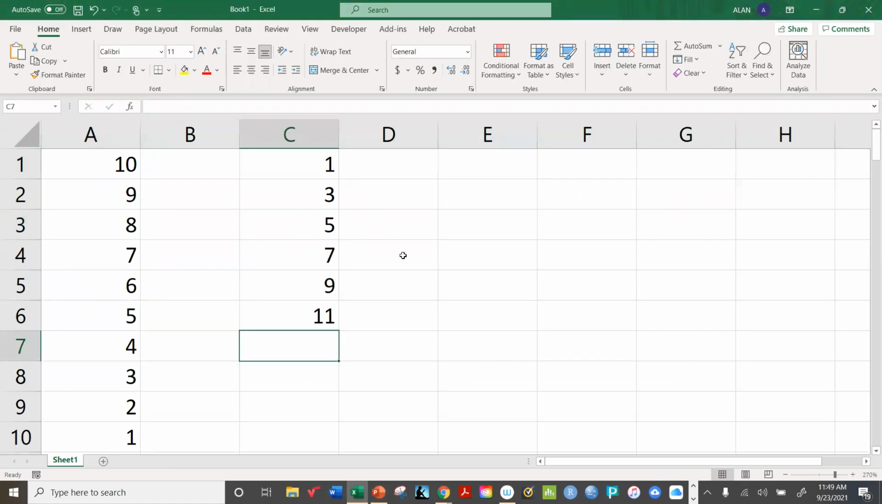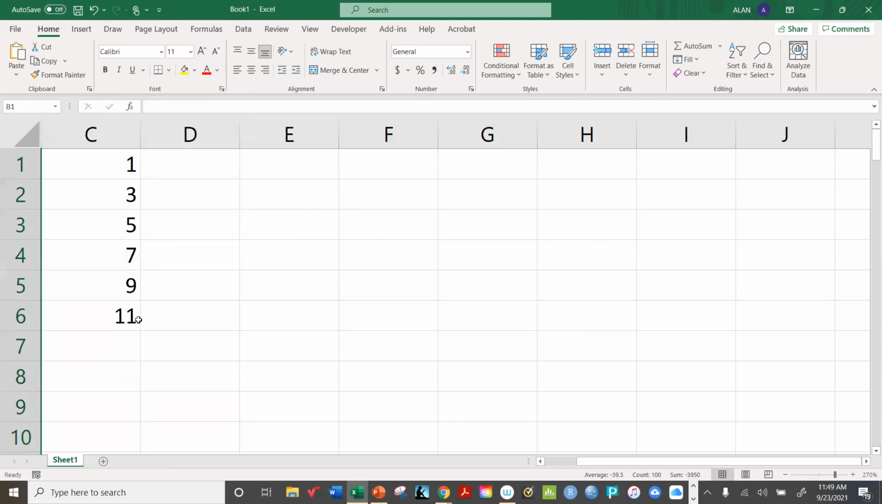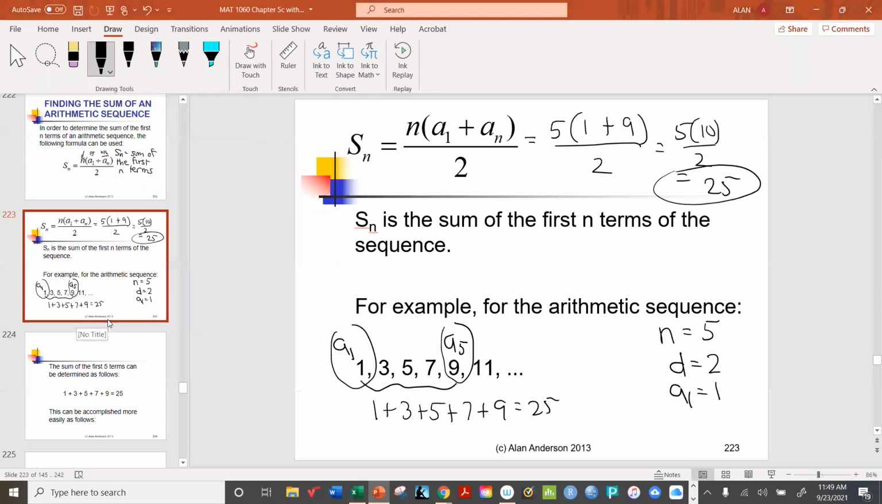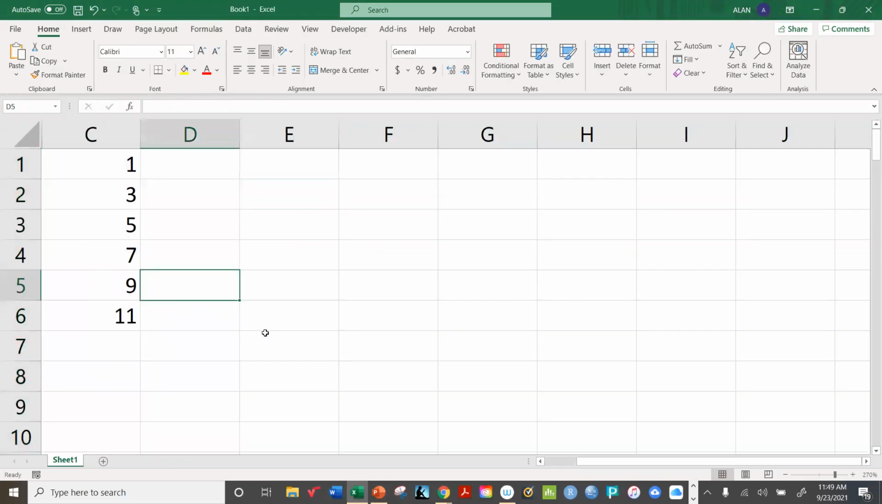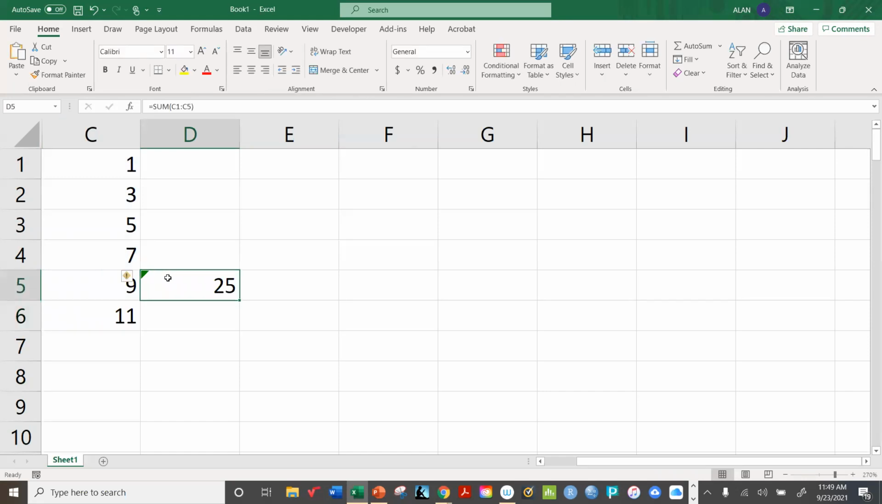Now, here I don't have to take this any further. I can already see, let me just hide these for a second. These are terms 1, 2, 3, 4, 5, 6. I only need the sum of the first 5. So what I would do in Excel is type equals sum, and I'll select the ones I'm interested in. And look how easy this is. It's 25, no problem.